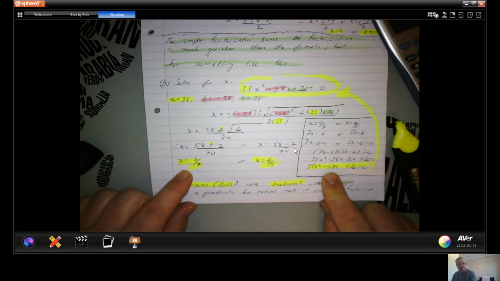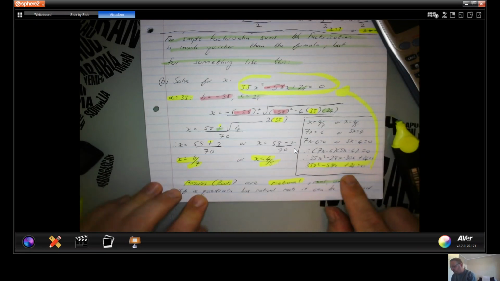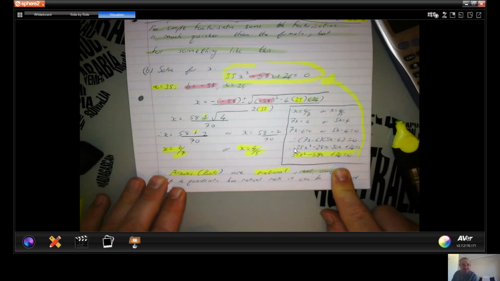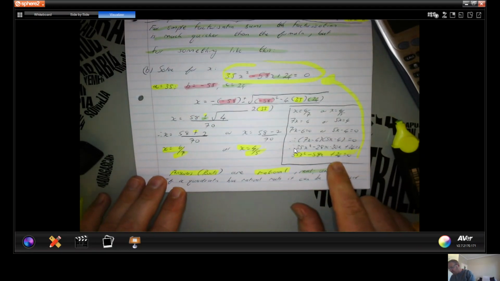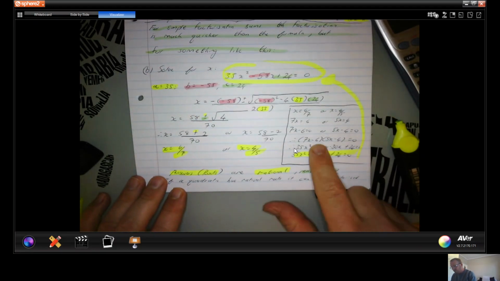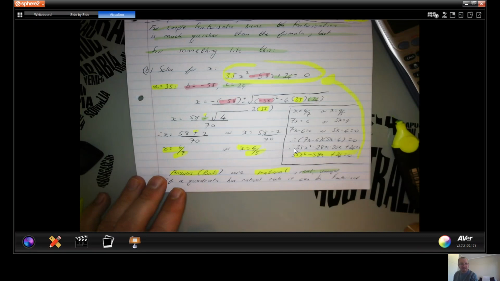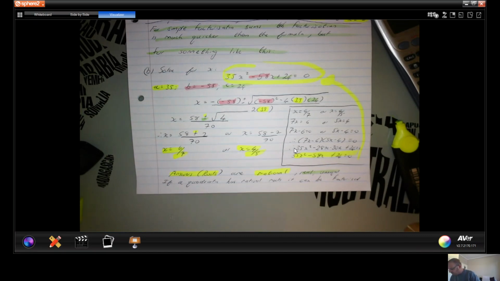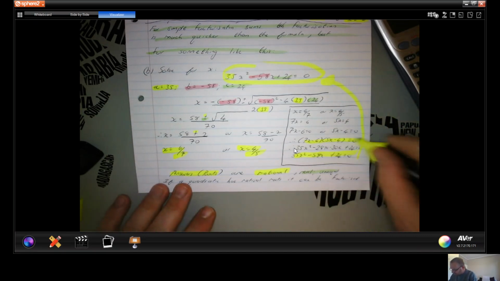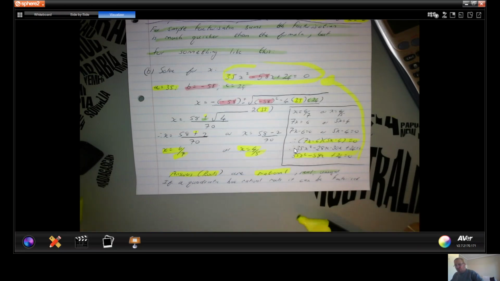So in other words, you could have solved this by factorizing, if you're very good at factorizing and you remember all those fancy techniques. 35x squared minus 58x plus 24 would be factorized to (7x minus 6)(5x minus 4). That would be the factorizing. And whenever you get answers which don't have surds in, it means you could have factorized it, because they're going to be rational roots.